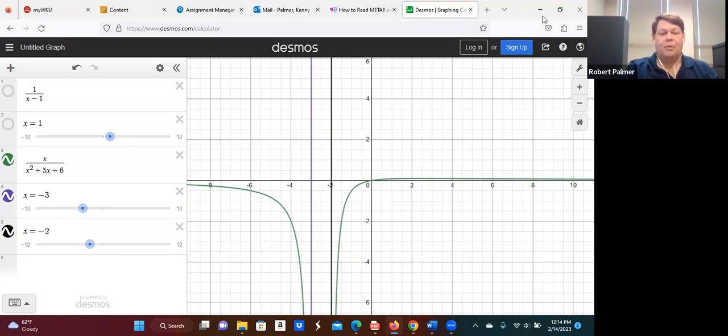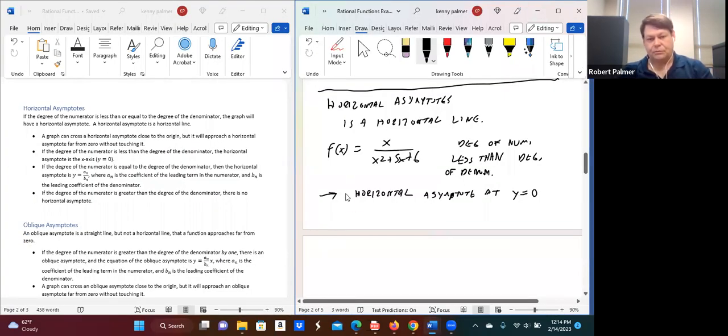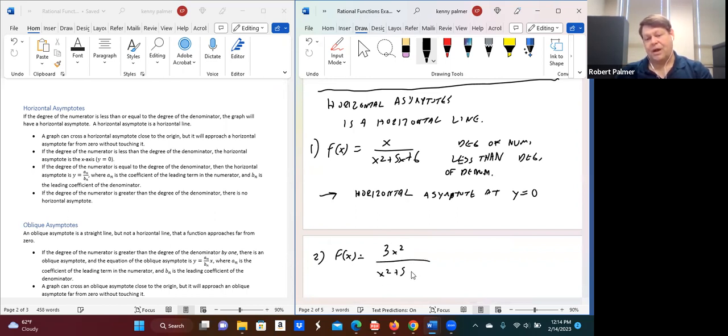Now, what if we had a different function? Let's call this number 1, this number 2, and let's make up one. We have, let's say, f of x. Let's change this one somewhat. Let's make this 3x squared over x squared plus 5x plus 6. Now, what does that do? Well, here, the degrees of the numerator and the denominator are the same.